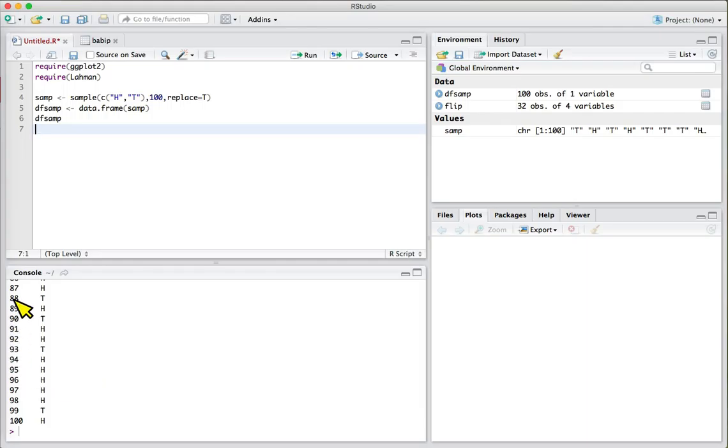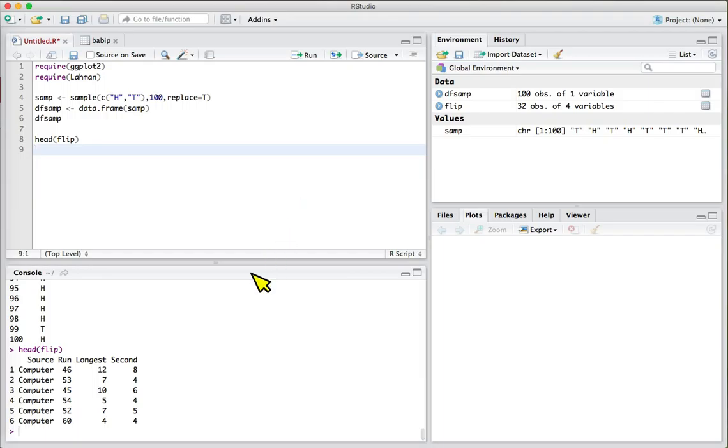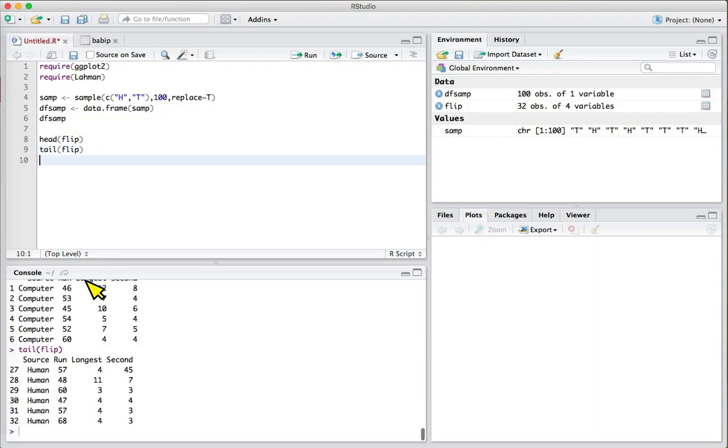And what I did was to put it into a CSV file, and then I uploaded that. It's called flip here. So we can take a look at flip. So I simply have a factor variable here which says either computer or human, and these were the number of runs that were generated by each of those 100 coin flips, and the longest number of heads or tails is given there. So just to look at the other end of the data frame. So here we have human generated values down here.